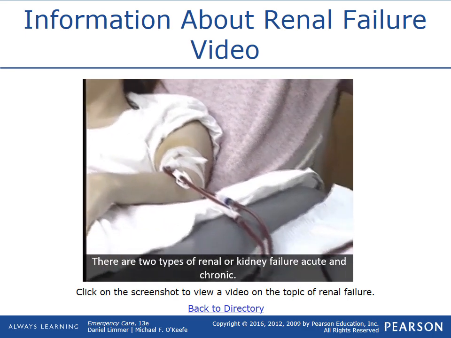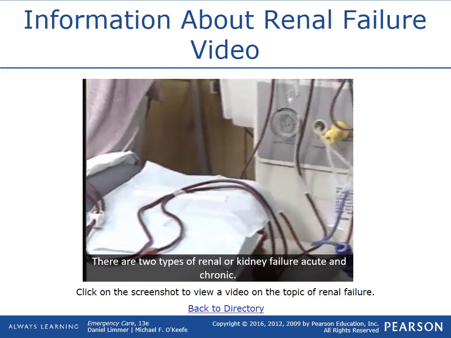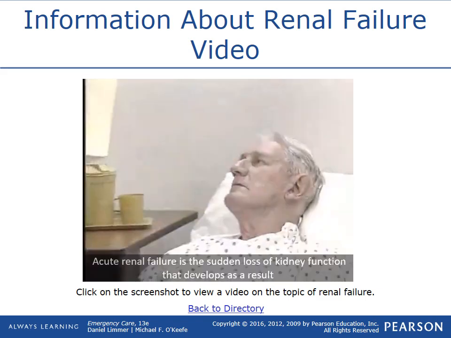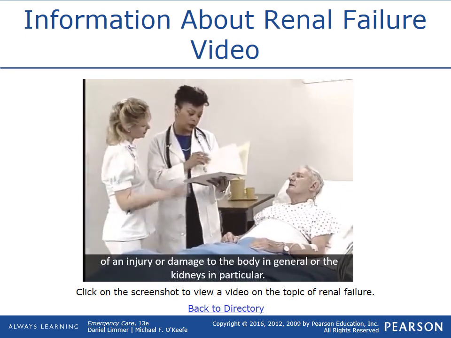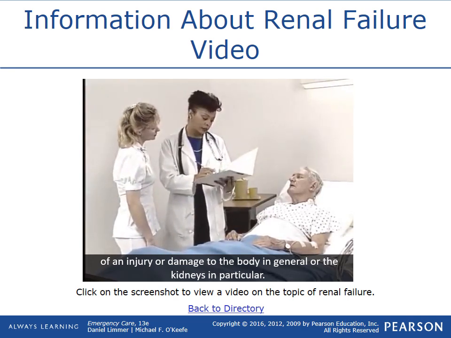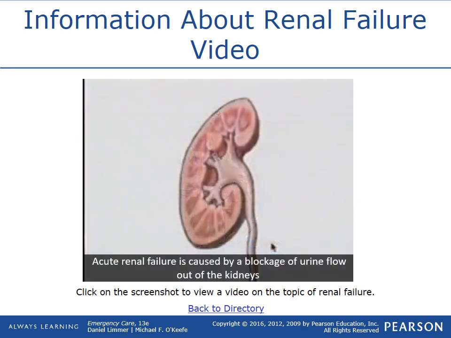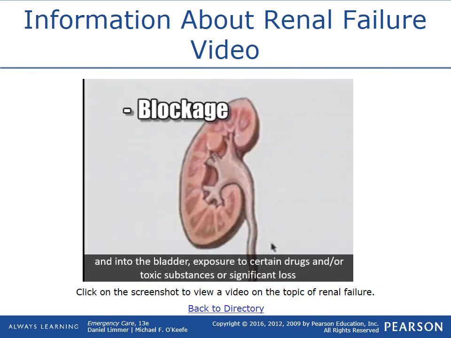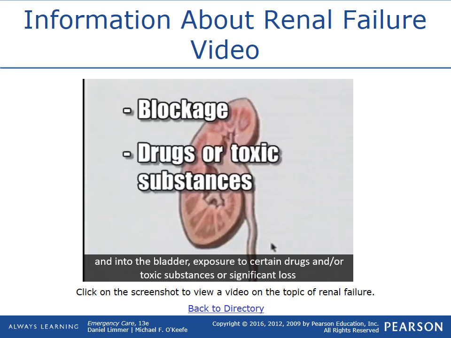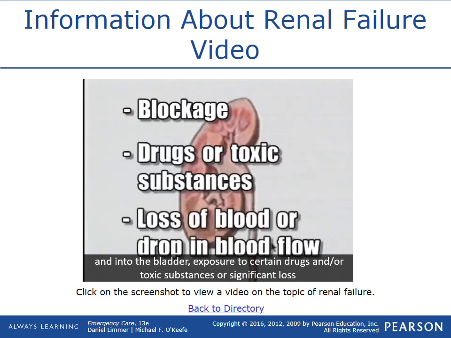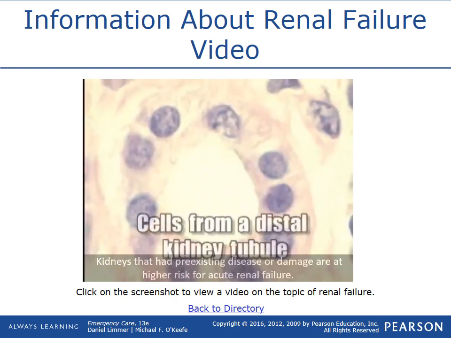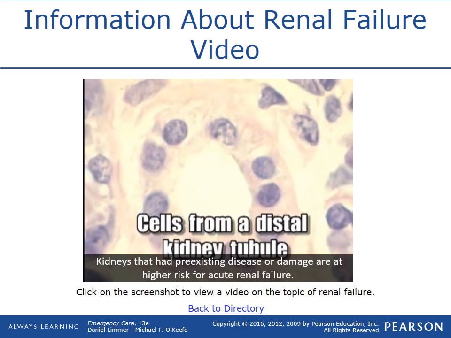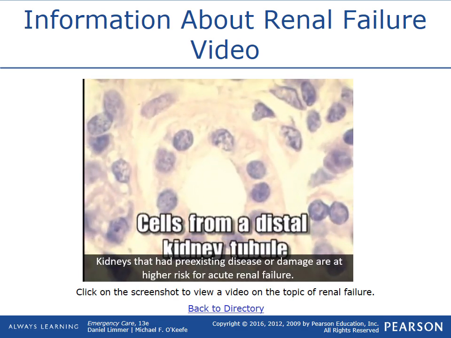There are two types of renal or kidney failure, acute and chronic. Acute renal failure is the sudden loss of kidney function that develops as a result of an injury or damage to the body in general, or the kidneys in particular. Acute renal failure is caused by a blockage of urine flow out of the kidneys and into the bladder, exposure to certain drugs and/or toxic substances, or significant loss of blood, or a sudden drop in blood flow to the kidneys. Kidneys that have pre-existing disease or damage are at higher risk for acute renal failure.